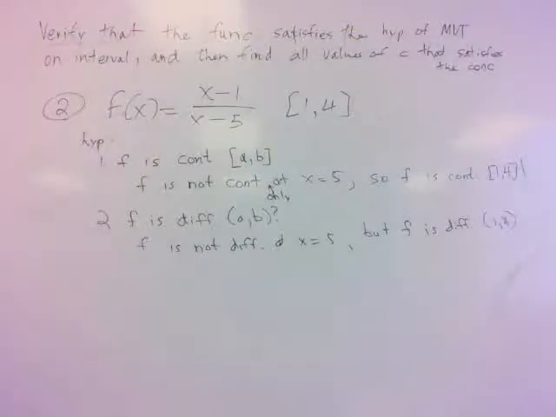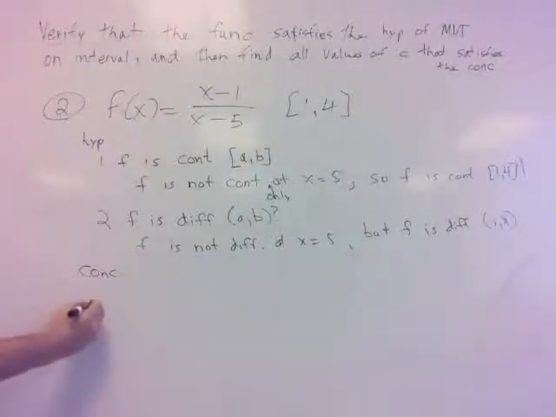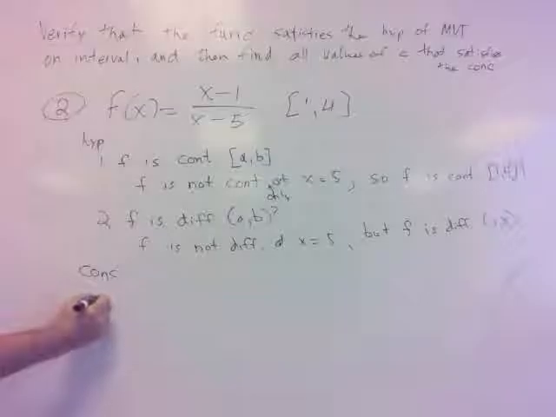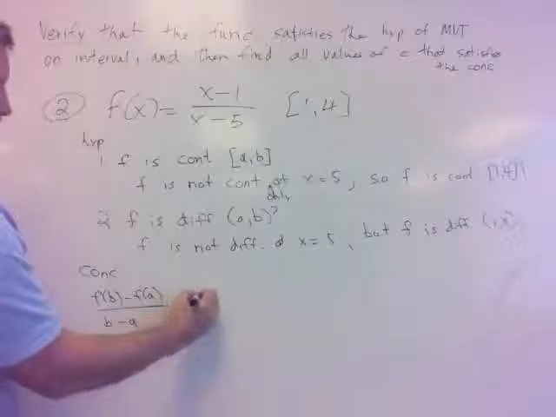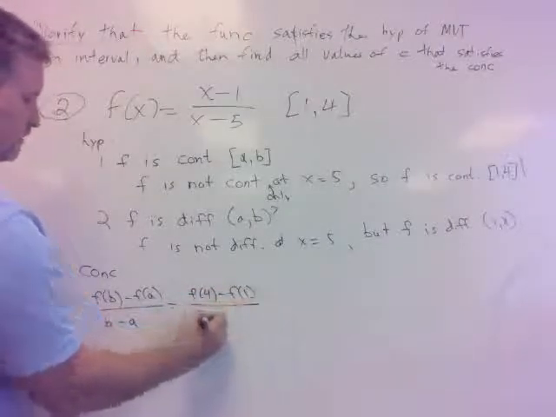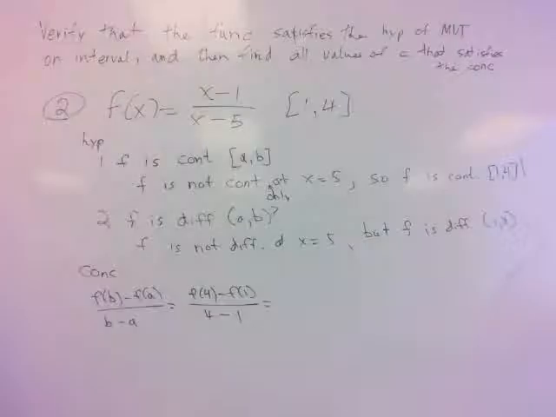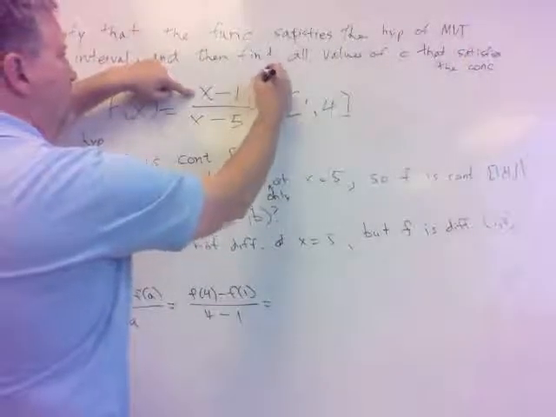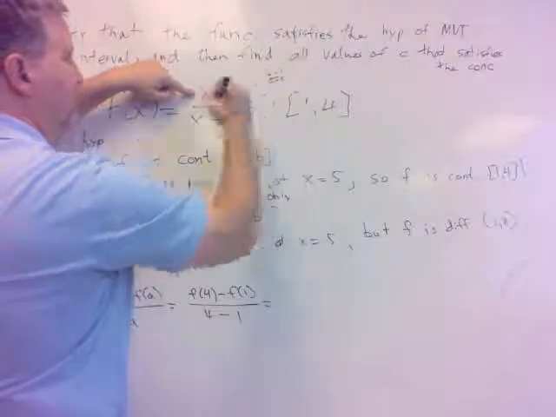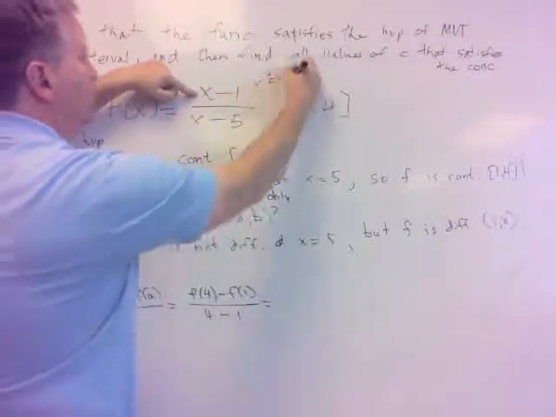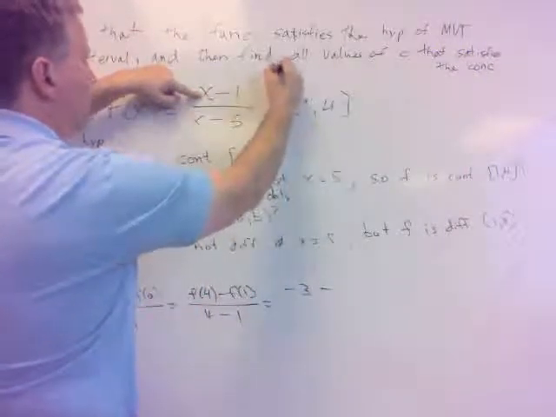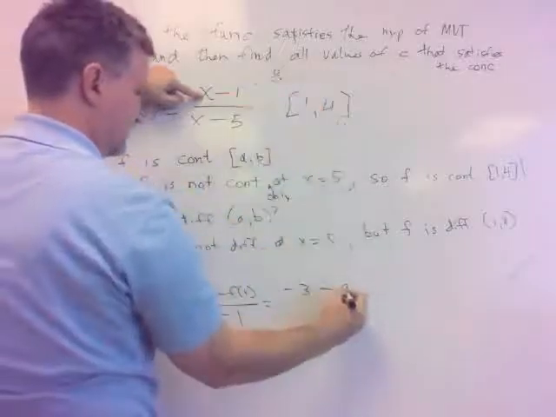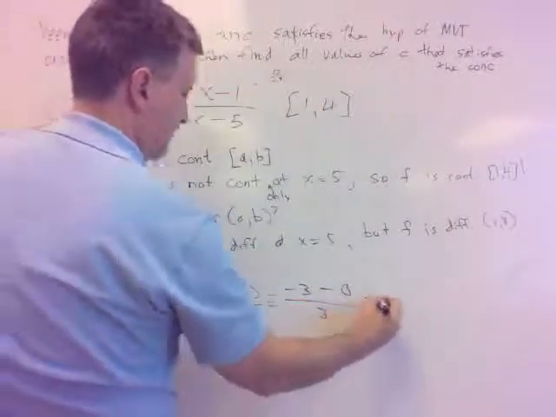All right, well, what do we want to do with that then? Find the C that satisfies the conclusion. So how do we do that? Well, like we said, start with the slope, F of B minus F of A over B minus A, which in this case would be F of 4 minus F of 1 over 4 minus 1. See what we get. F of 4 would be 4 minus 1 over 4 minus 5. That works out nicely, doesn't it? 3 over negative 1, negative 3. Minus F of 1. That's real nice. 0 over negative 4. That's 0. And then over 3. So it'll be negative 1. Hey, that's really good.